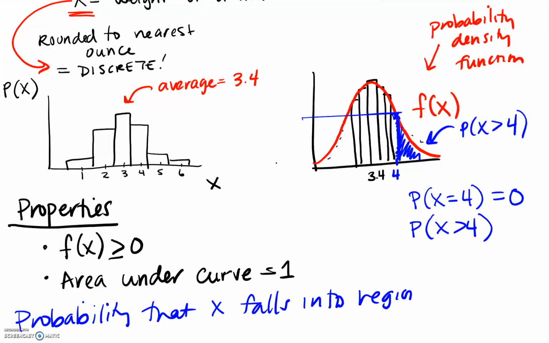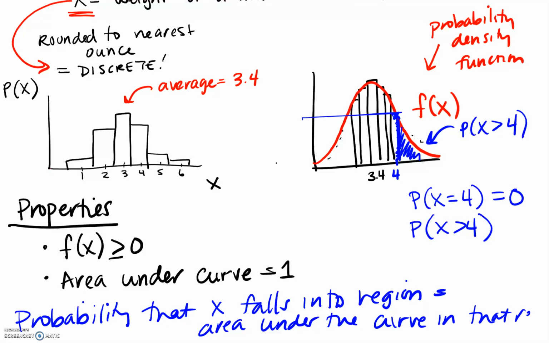The region is equal to the area under the curve in that region, which is what I drew over there. Another cool thing about this, now that we're in continuous land, is we no longer have to pay a lot of attention to whether or not something has an equal to in it, because the probability of having exactly 4 is essentially 0.